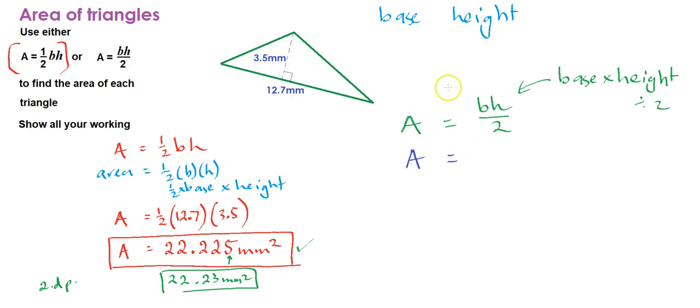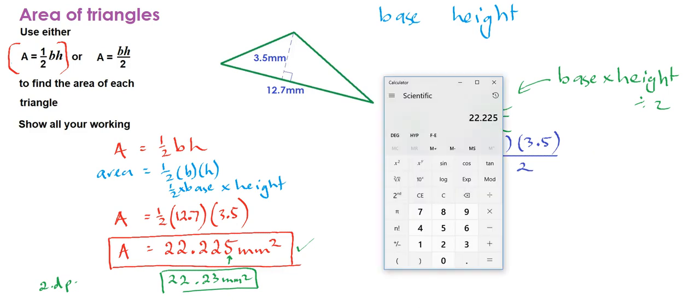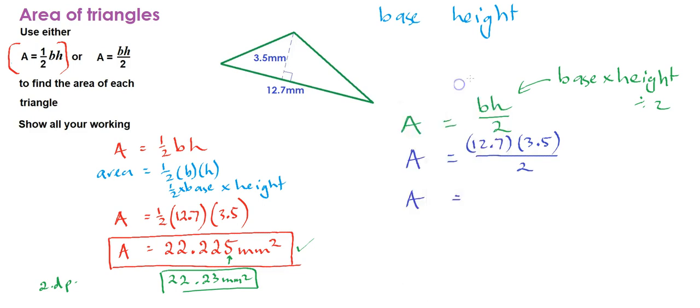So area equals, what's the base? 12.7. And the height is 3.5, and we divide that by 2. So let's use our calculator again. So let's clear that. So it's 12.7 times 3.5. It's 44.45, and it's still divided by 2. So put that down. And now let's do the divided by 2.